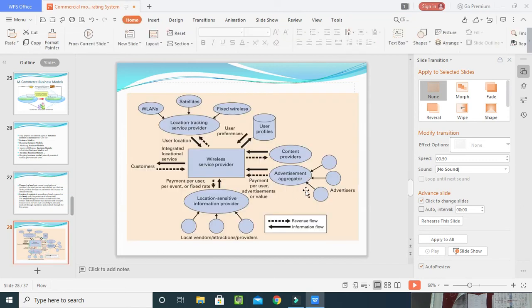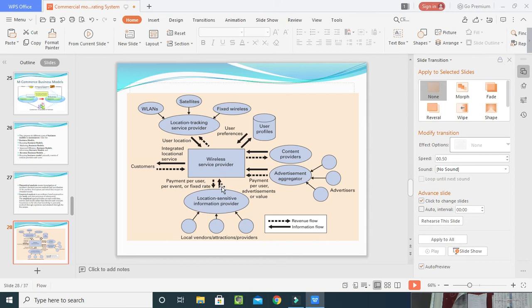Now if you see the picture here, it shows revenue flow and information flow. The dotted line is known as revenue flow. The line which is continuous, without any gap, is known as information flow. First, location sensitive information will be provided. The local vendors, local attractions, and local providers give the information to the location sensitive information provider. This person gives it to the service provider who is giving the service for that company.